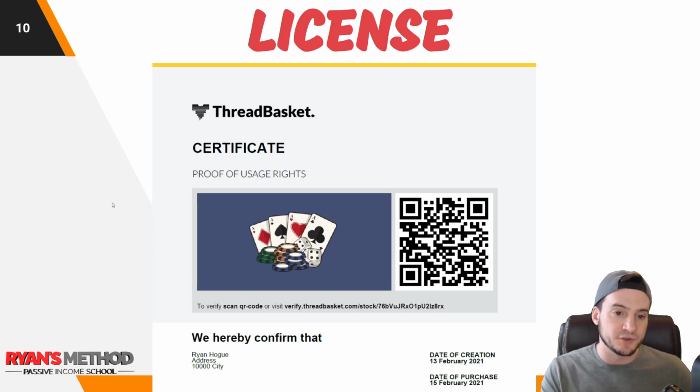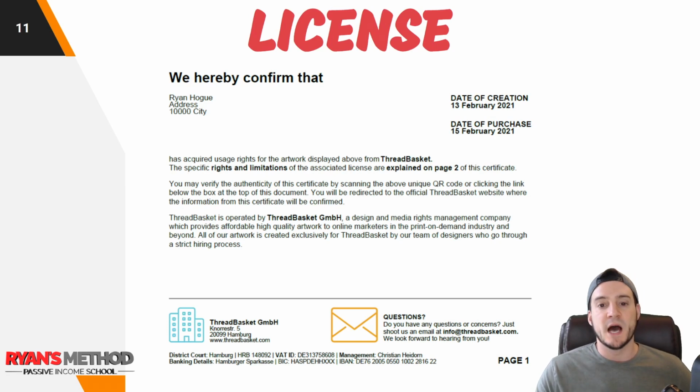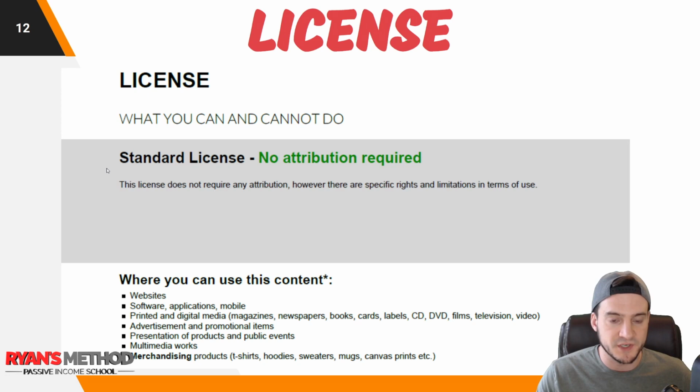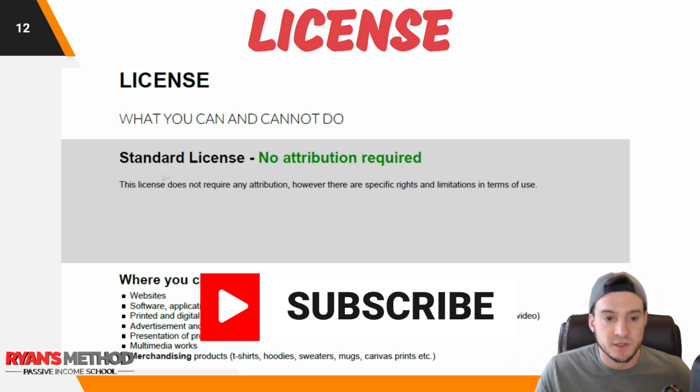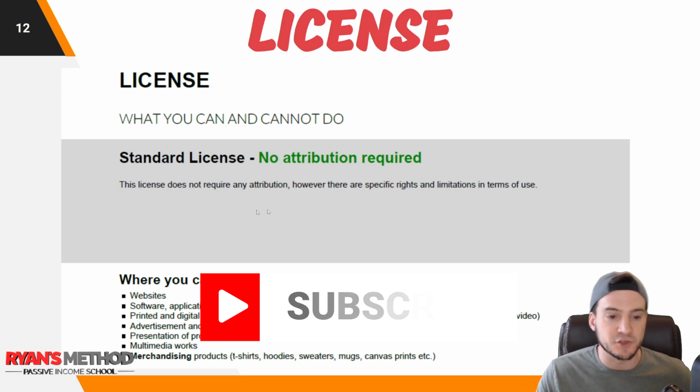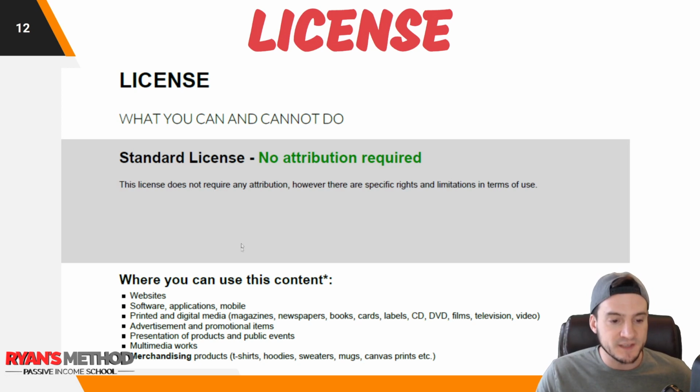So as mentioned, here's your certificate that proves that you have the right to use the graphic. The license here, rather than reading this, there's a better description here. This is just through the PDF that you can find. By the way, you can find this PDF in your account under downloads. So you get the standard license, no attribution required. Where you can use this: websites, software applications, printed and digital media, advertisements and promotional items, presentation of products and public events, multimedia works, and merchandising. That's the big one that we're probably here for.